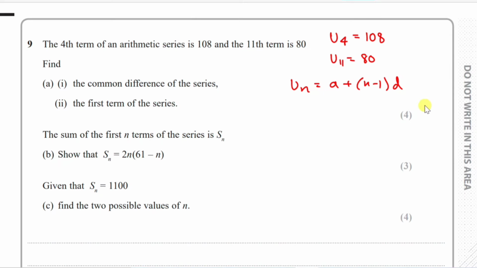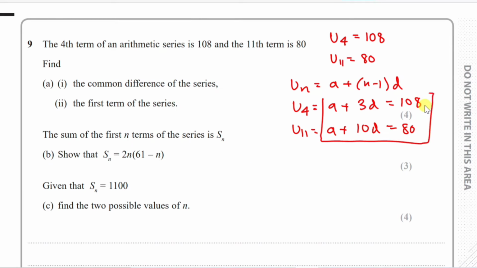So just updating the formula above. If we got U4, so that's basically a plus, and then 4 minus 1 is 3, so 3d, and that has to equal 108. Whereas for U11, same thing, it would be a plus 11 minus 1 is 10, so a plus 10d equals 80. So these are our two equations that we're going to have to work with.